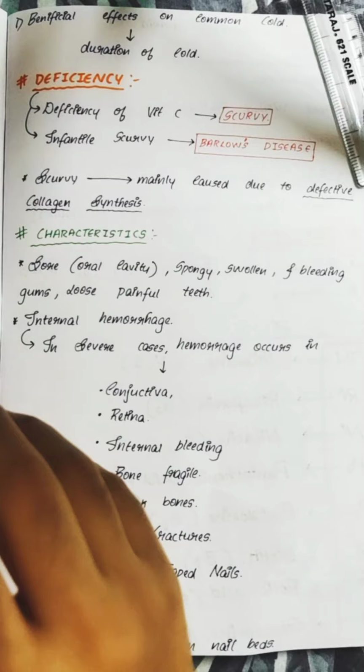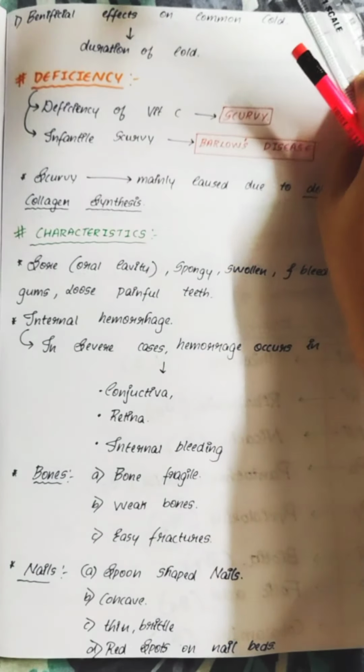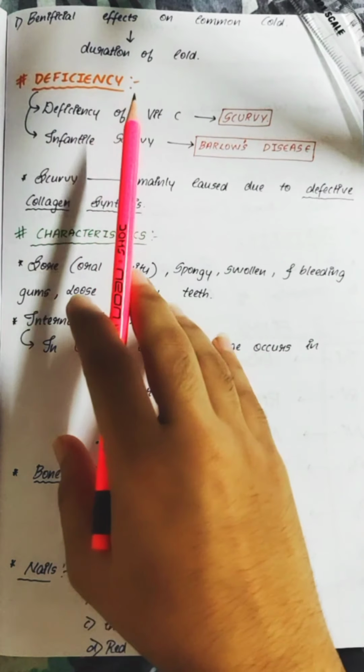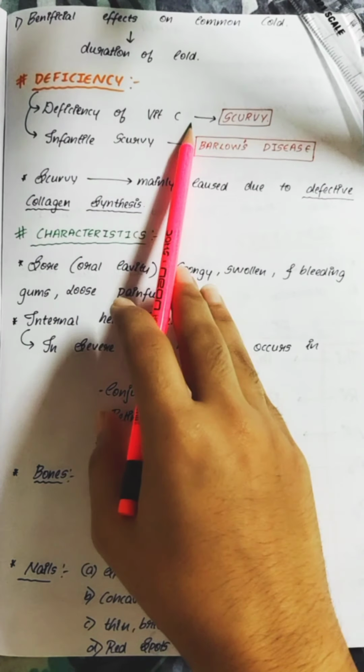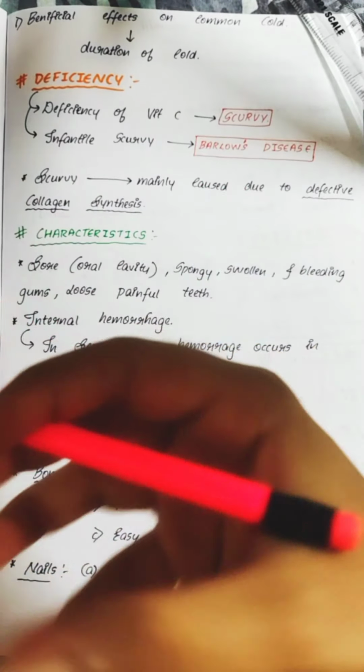Next, we'll study the deficiency. What happens if there is a deficiency of vitamin C in our body? When there is a deficiency of vitamin C in our body, we can see scurvy. So what is scurvy basically? It is bleeding gums.